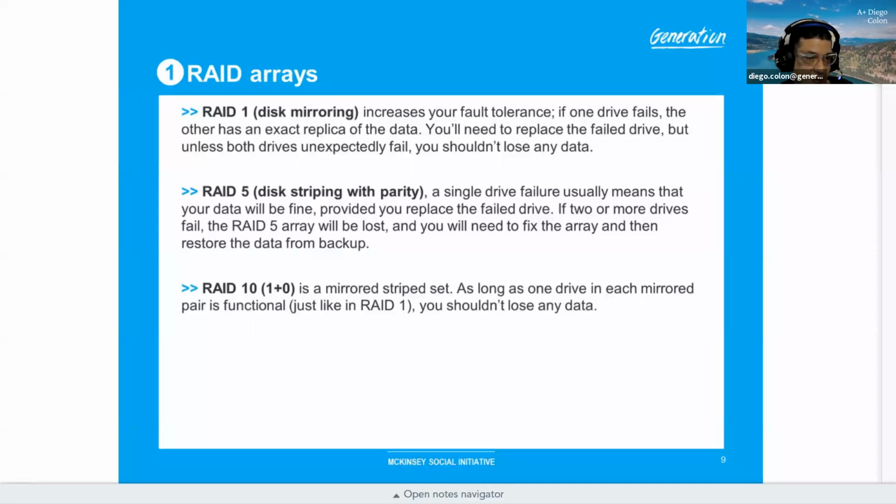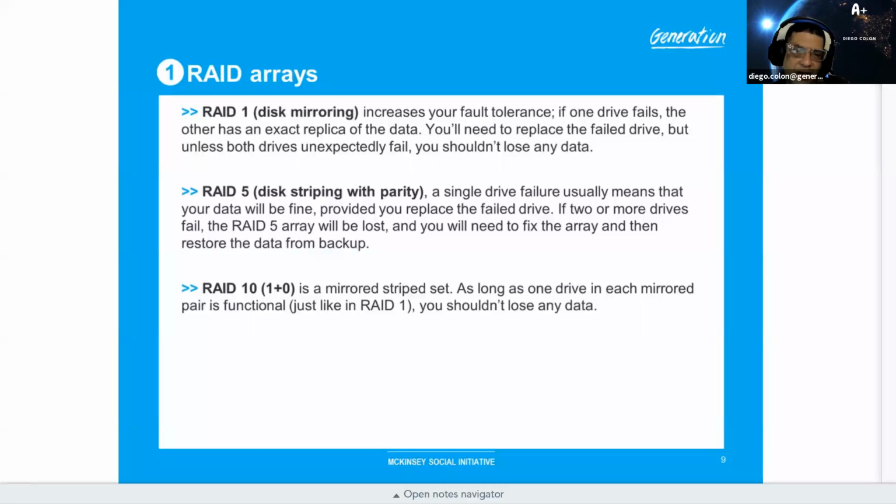RAID 5, that was the one that was disk striping with a parity bit. There you only lose an nth, not half of the data, but an nth of the data to facilitate the process. Still, you could only lose one drive. I don't think they need RAID 6, right? They don't need 6. It's just 10 and 01.